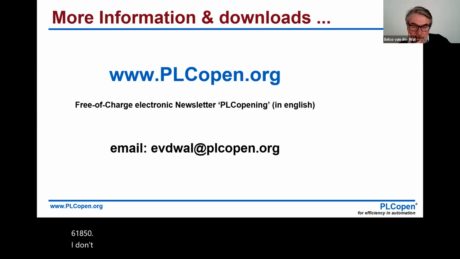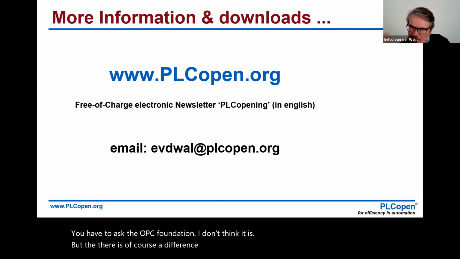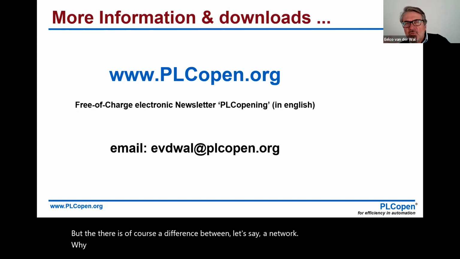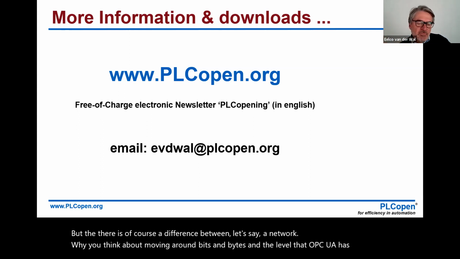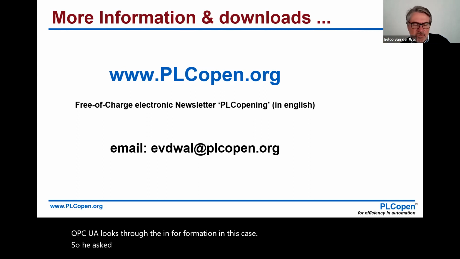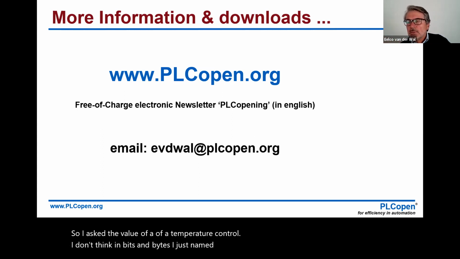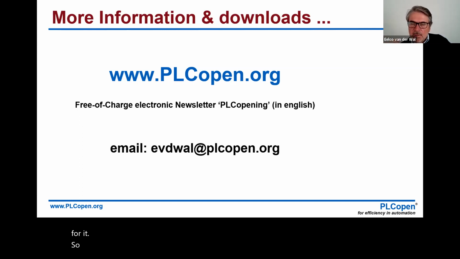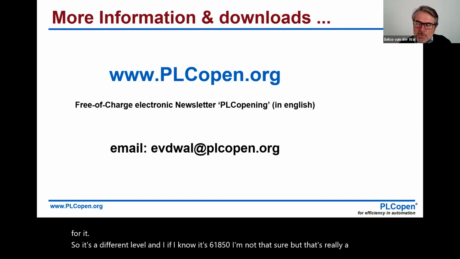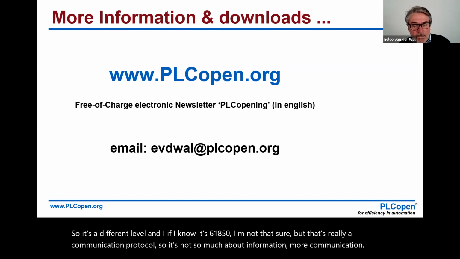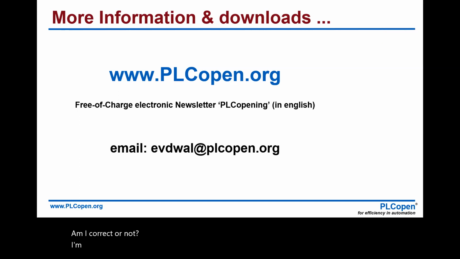I don't know. You have to ask the OPC Foundation. I don't think it is. But there's of course a difference between, let's say, a network where you think about moving around bits and bytes and the level that OPC UA has. OPC UA looks at the information in this case. So I ask for the value of a temperature controller. I don't think in bits and bytes. I just name the temperature controller and I ask for its value. So it's a different level. And if I know 61850, I'm not that sure, but that's really a communication protocol. So it's not so much about information, more communication. Am I correct or not? I'm not so sure about 61850, but that's this.